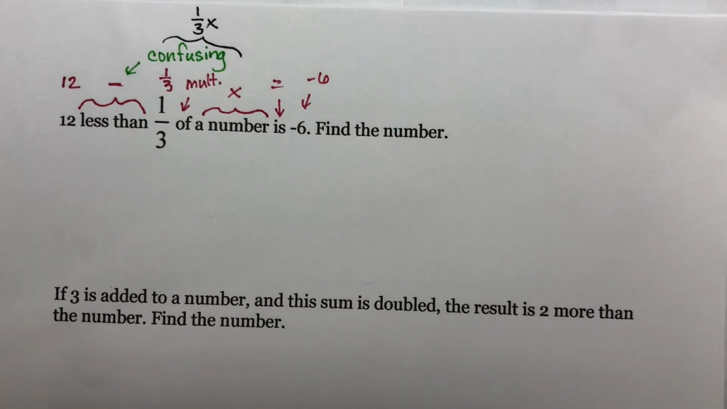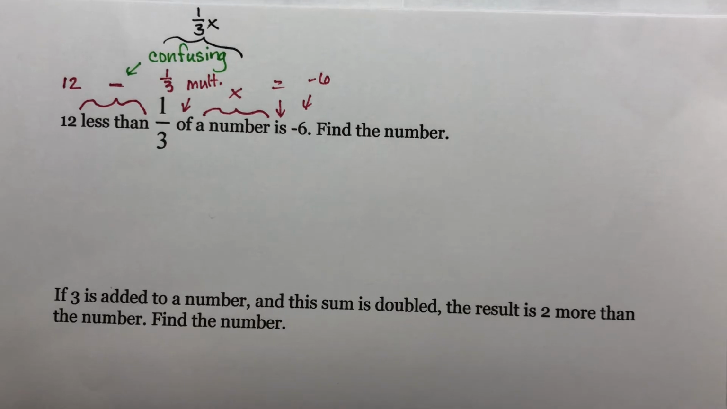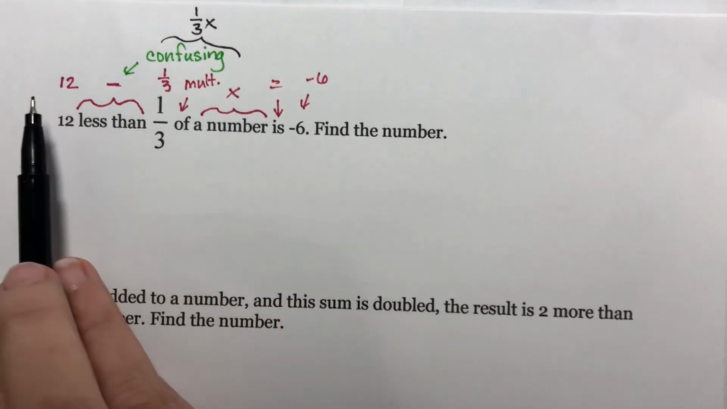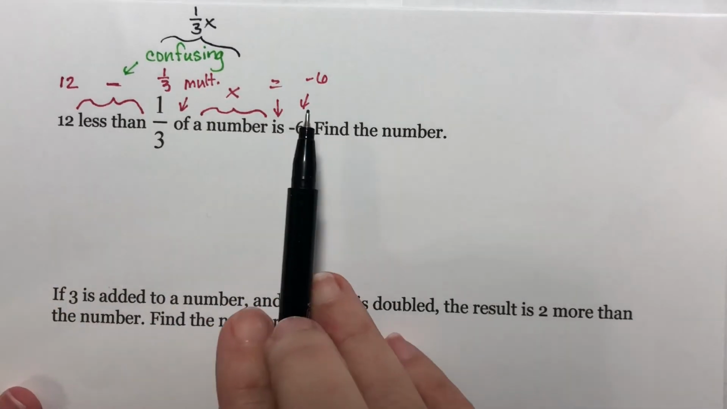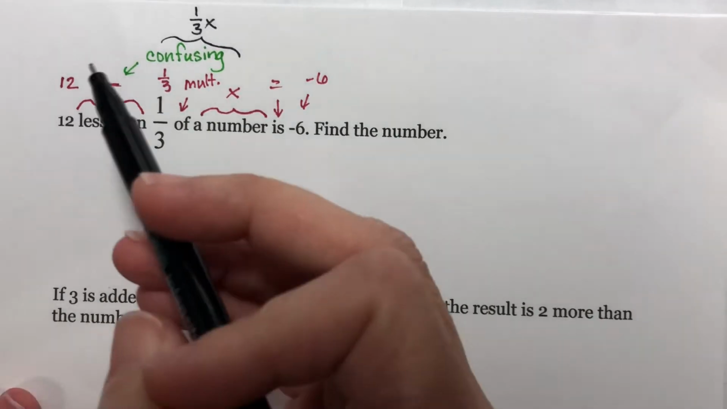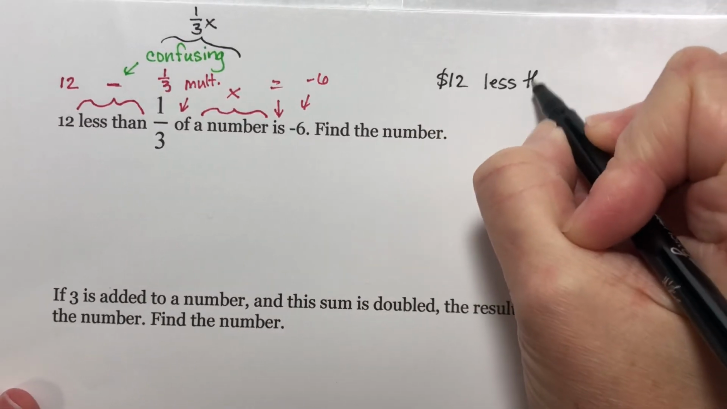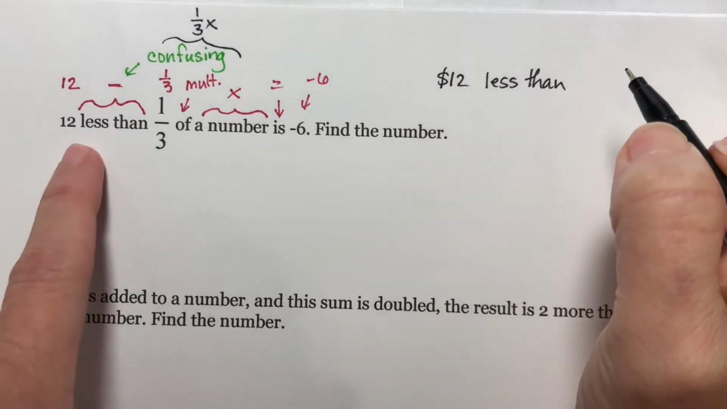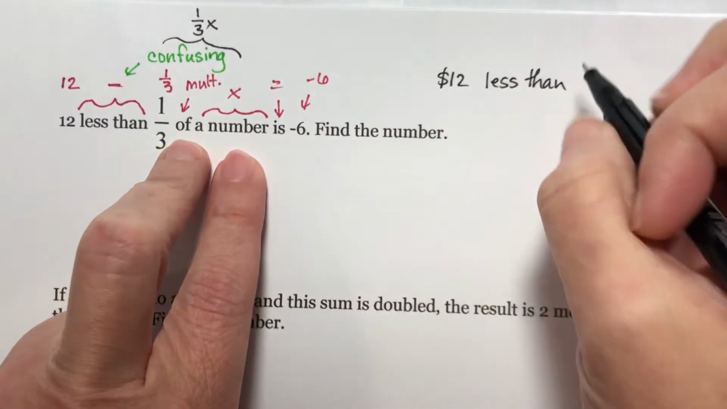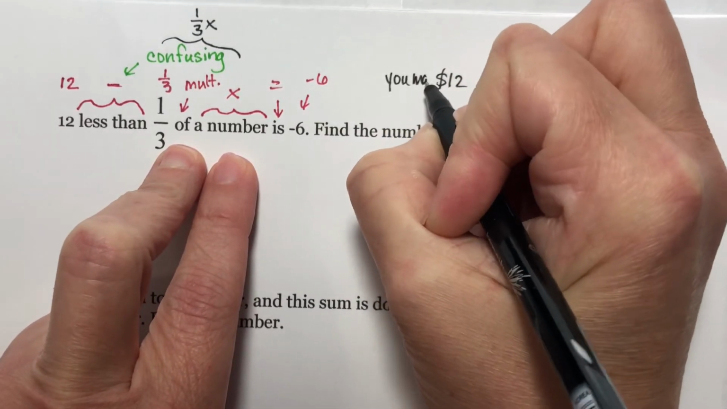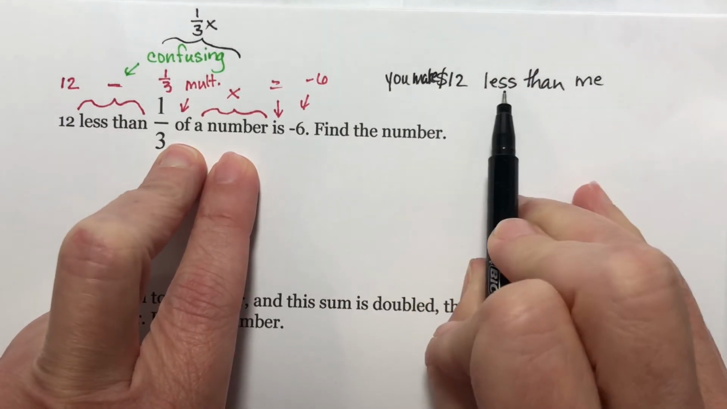Now, how do we decide? The easiest way is for us to think about money. We are really good with money. We have a good gut understanding of what money means. So let me reword this, and I'm going to use the same pattern. I'm just going to change it to money. You make $12 less than, instead of just saying 1/3 of a number, let's just say me. You make $12 less than me.